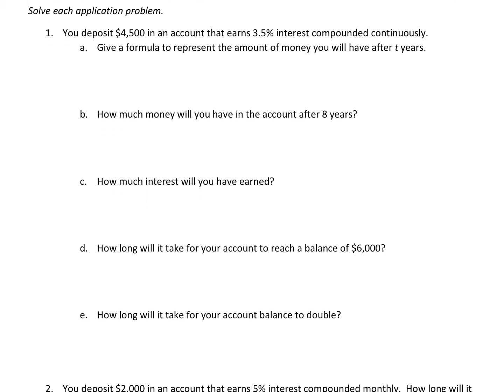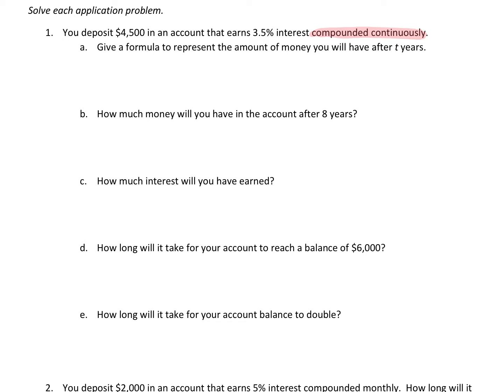So for the first one, we deposit $4,500 in an account that earns 3.5% interest compounded continuously. The first thing you want to do when you're doing something like this is look at the compounding. So if it's compounded continuously, there's one formula. If it's compounded any other way, it's a different formula.